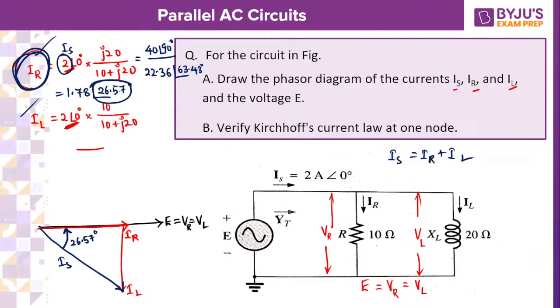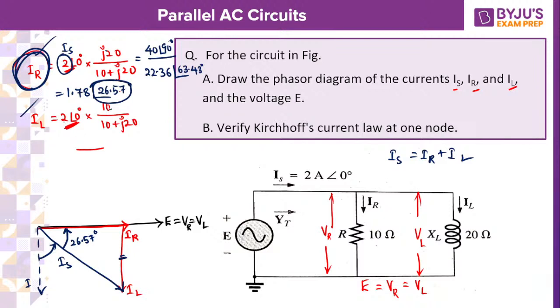All right. Similarly, you can calculate the inductive current also. This is the inductive current. You can draw it parallelly like this. Now you see, from the inductive current, the source current is leading. Otherwise, the inductor current lags with respect to source current. You have to get a negative angle here.